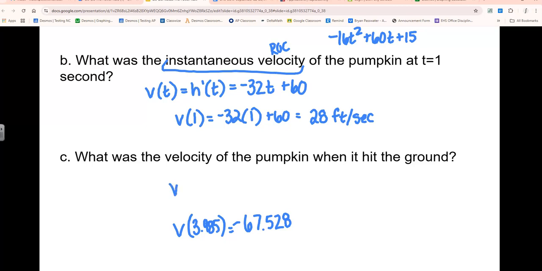What we're doing is negative 32 times 3.985 plus 60. And we are getting feet per second here. So if you were hit by this pumpkin, it would be going negative 67.528. Negative meaning it's coming back down.